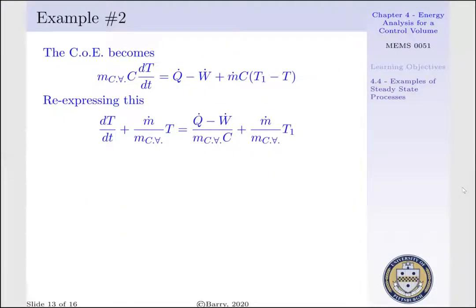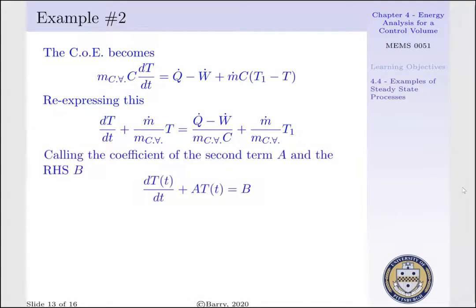Thus, if we re-express this in terms of our highest derivative, we have the time rate of change of our temperature within our system plus M dot per m Cv times T is equal to a constant. This right-hand side, which is expressed as Q dot minus W dot per m Cv plus M dot per m Cv times T1, is a constant value. These properties do not vary with respect to time. If we call the second term within our previous equation A and the right-hand side B, we have the following.